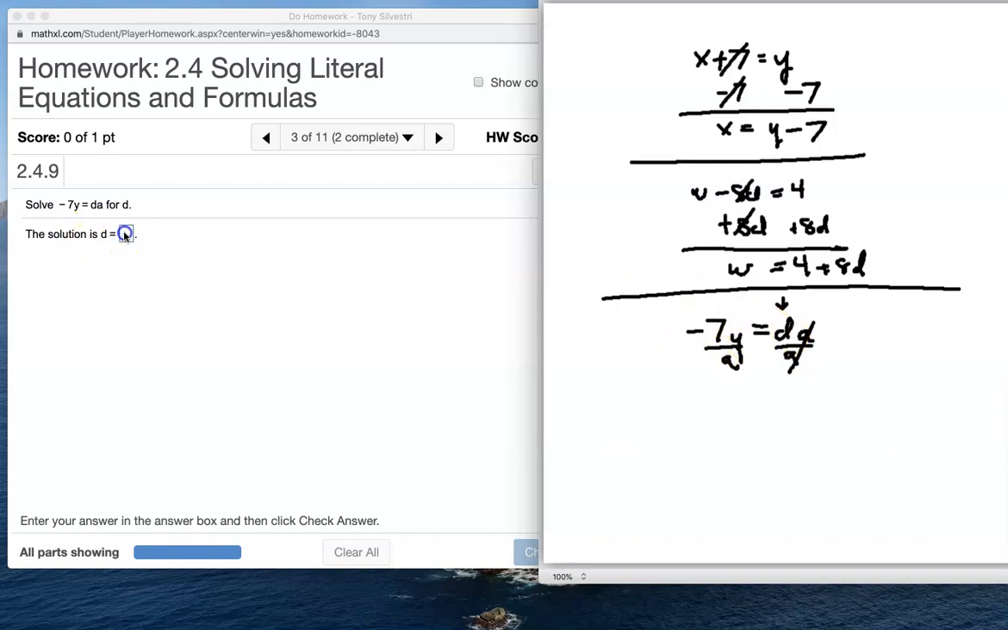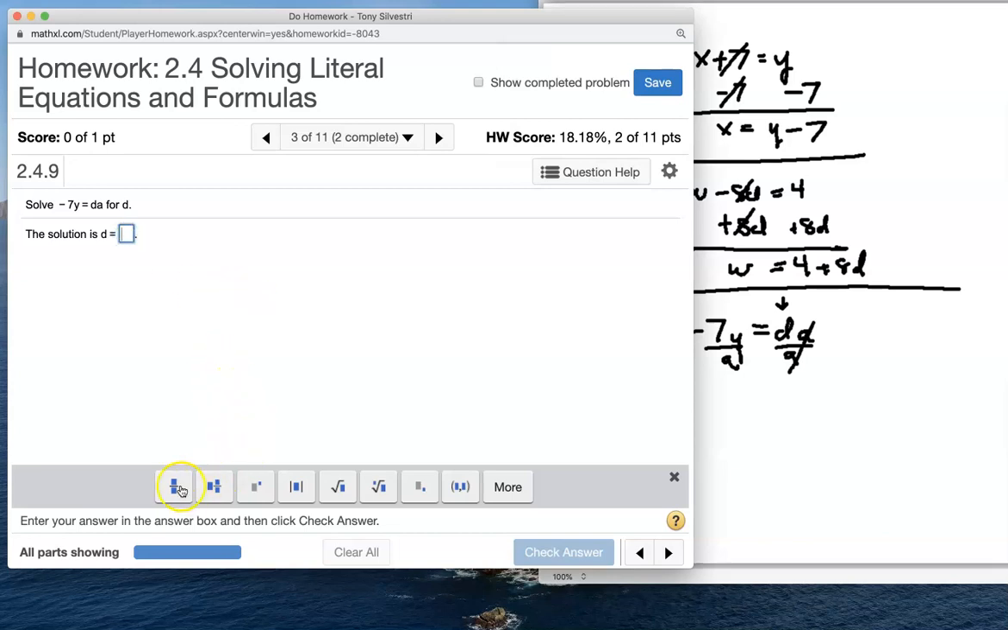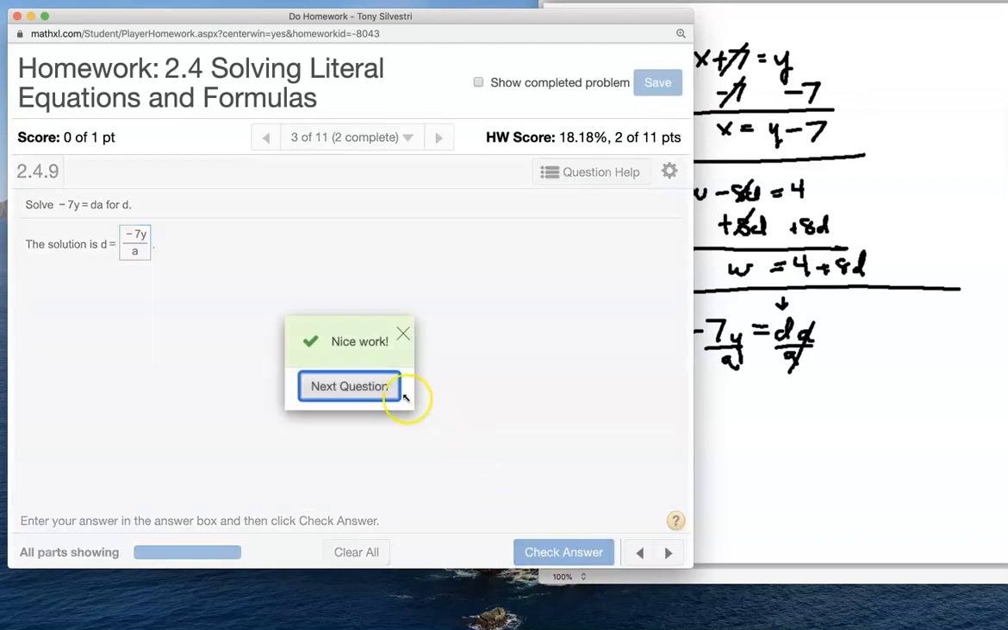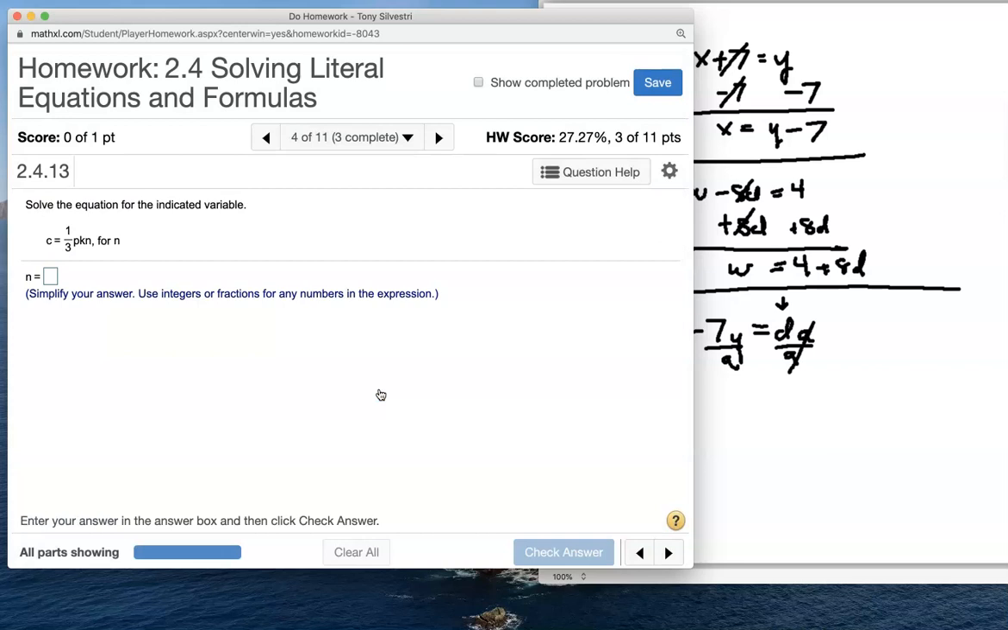Okay, they gave us the d equals. Come in here. I'm going to make a nice, beautiful fraction. Minus 7y divided by a. Oh, make sure you don't do this. I see this a lot. Capital A, that probably would be marked wrong. Don't count on it being right. Just, if you see a little a, make it little a. Check your answer. Nice, nice, nice.